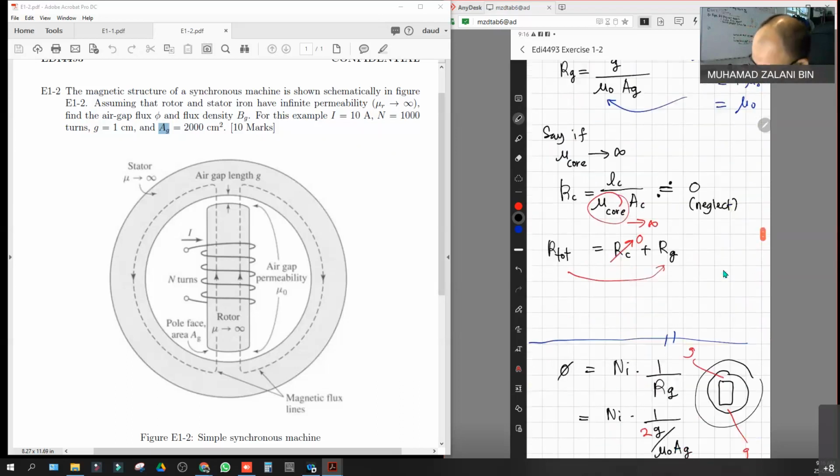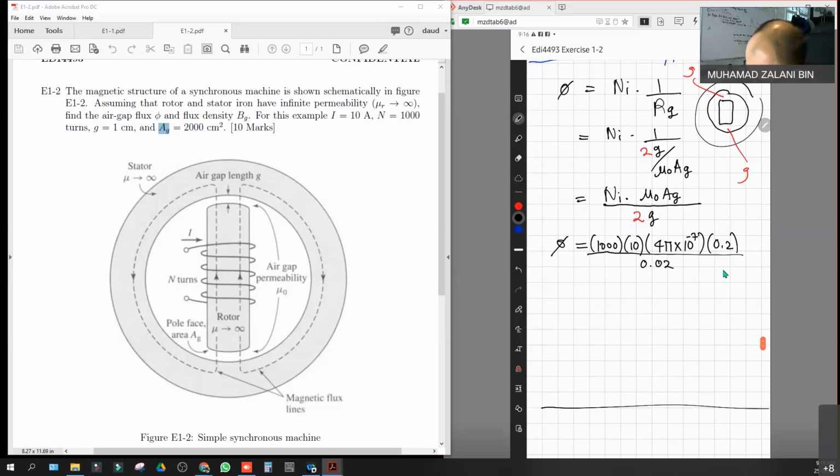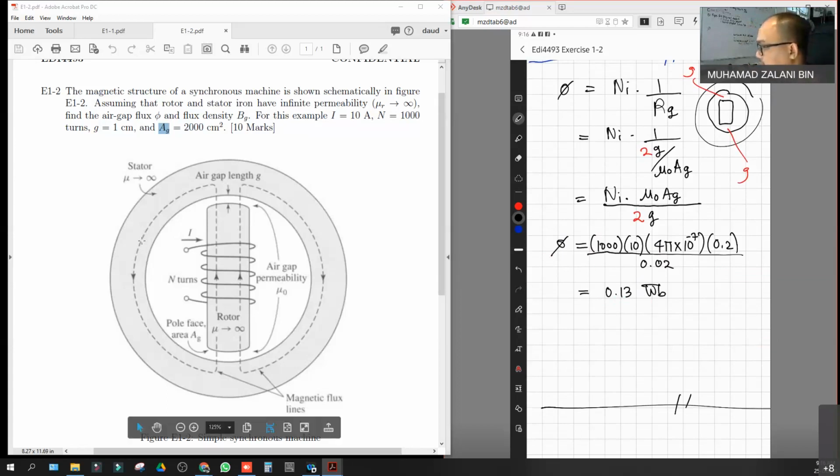Padam balik. Right. Borderline is here. Okay, so just using your calculator, I just shortcut it. Just quickly write it. The answer is 0.13 Weber for the flux. 0.13 Weber of the flux passing through this core, okay, and also this air gap.